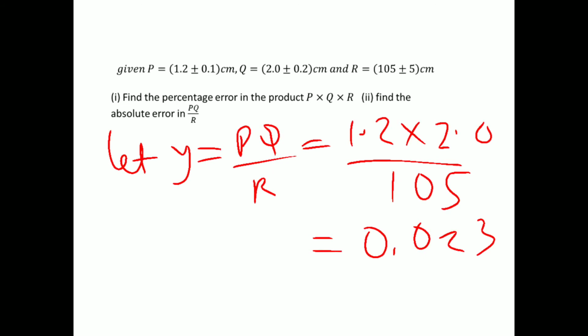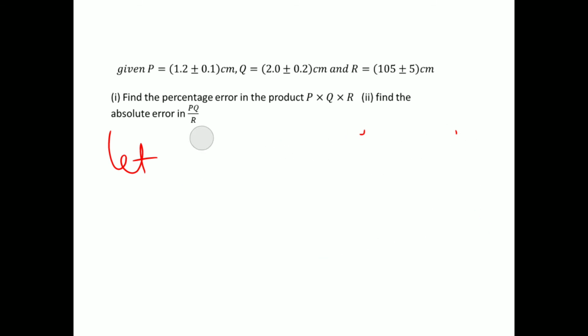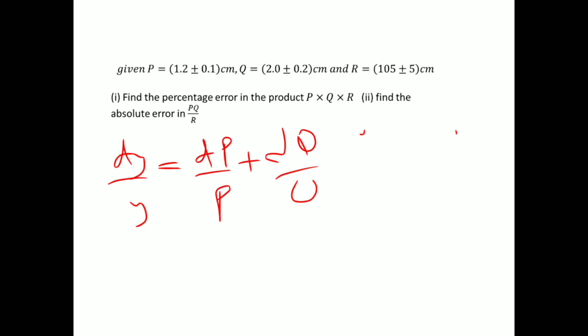Now the next thing is to find the error. Now how do we calculate the error? Please store the value 0.023. Now for the error, since PQ over R involves multiplication and division, we can just say error in y over y is equal to error in P over P plus error in Q over Q plus error in R over R, which we have calculated to give us 0.23.